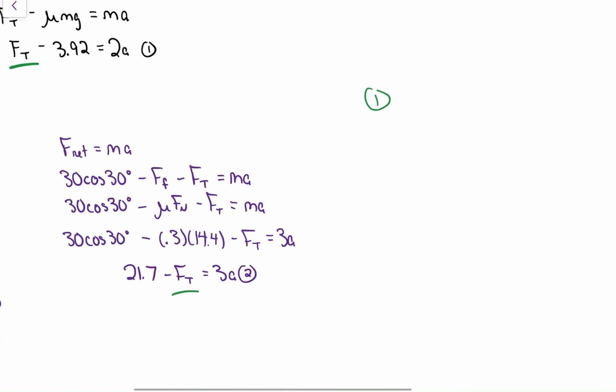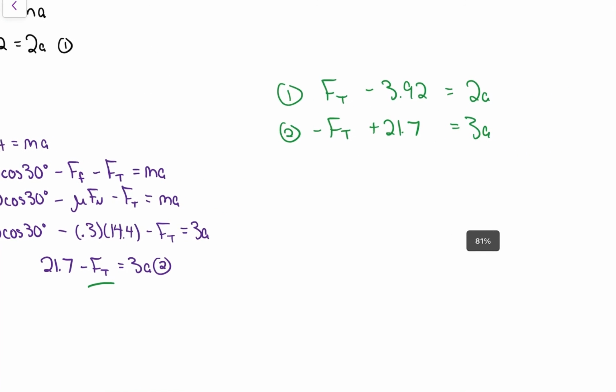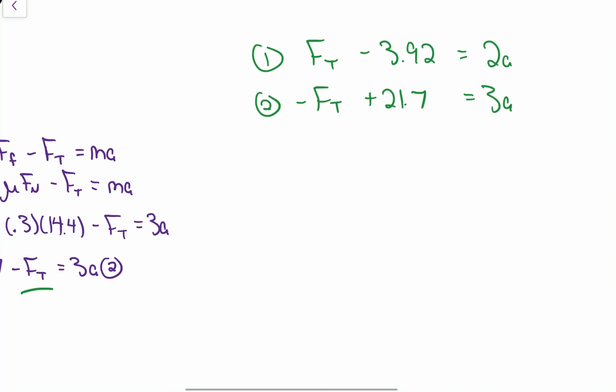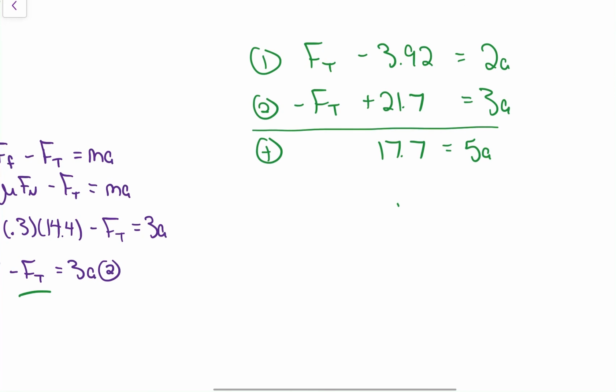The first equation, Ft minus 3.92 equals 2a. My second equation, the number part, was positive 21.7. Ft was negative, and that was equal to 3a. If we set it up right, we can always solve by elimination by adding our two equations. The Ft's will cancel out. In this case, I've got the 21 number, take away roughly 4. That ends up being 17.7 with some rounding, and that's equal to 5a. Dividing both sides by 5, the acceleration ends up being 3.6.